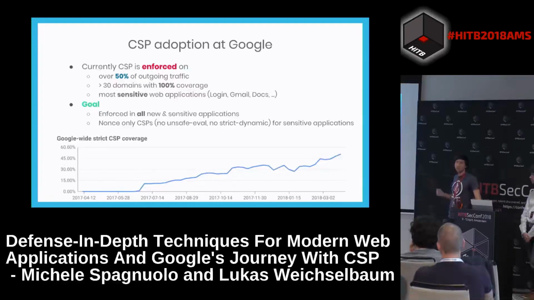And we're also investigating how we can get rid of unsafe-eval. We have it in some core libraries that are loaded almost everywhere, so we cannot remove it at the moment. But we're trying to change that. And also in some places, we're experimenting if we can get rid of strict-dynamic, but that's very hard and only works in some cases.